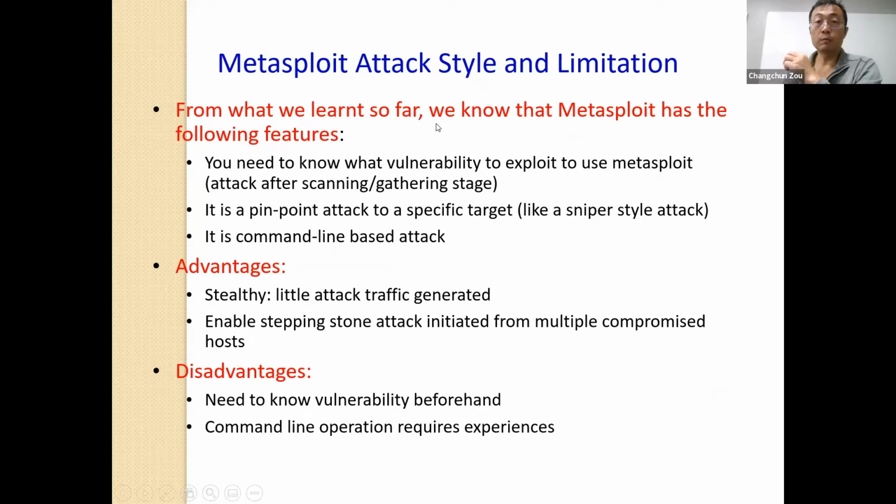So in order to use Metasploit, it means that you need to do scanning and information gathering beforehand. You need to know what vulnerability exists on the target machine. So it's a pinpoint attack to a specific target. So in analogy, we can call it a sniper gun. So one bullet, one kill. You have a clear target. You know what kind of bullet can kill the target.